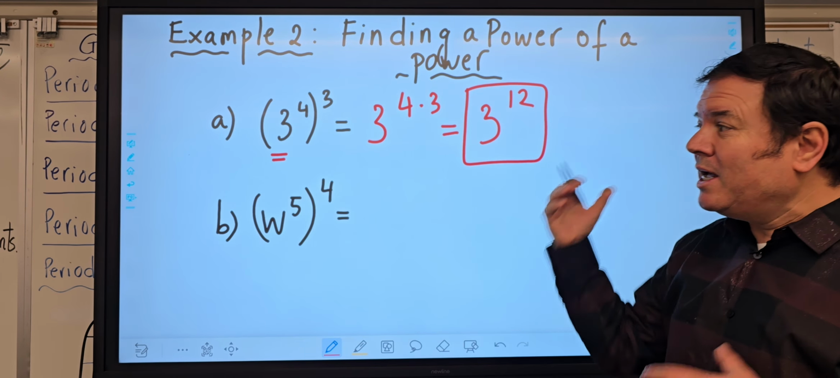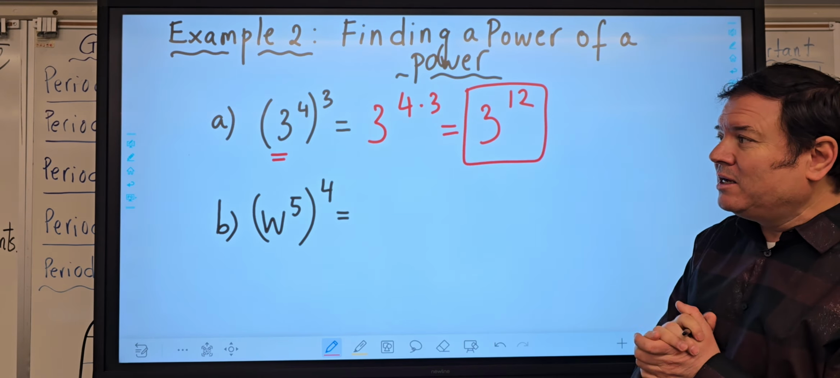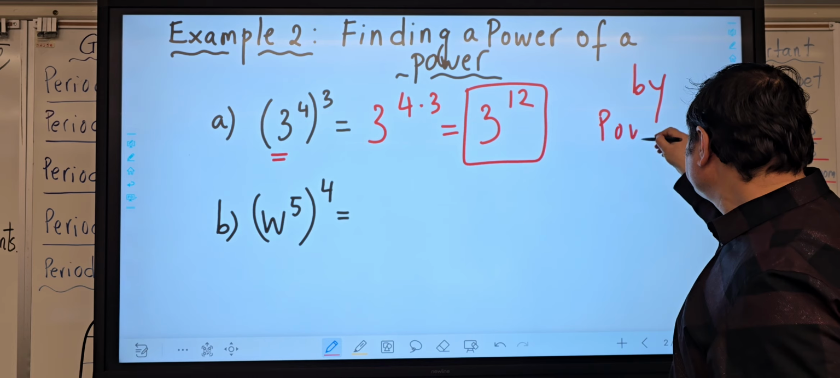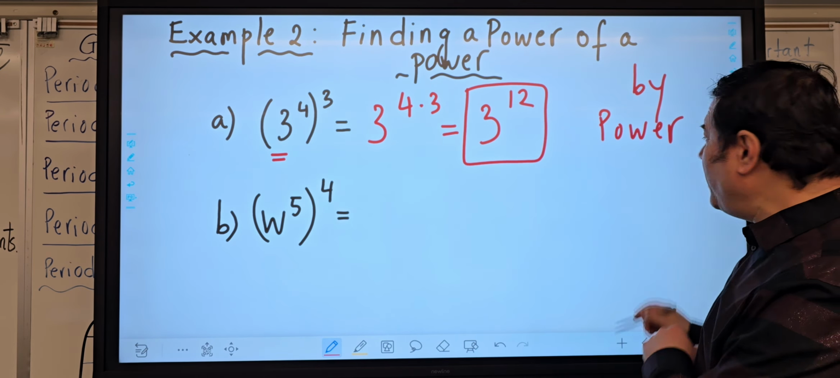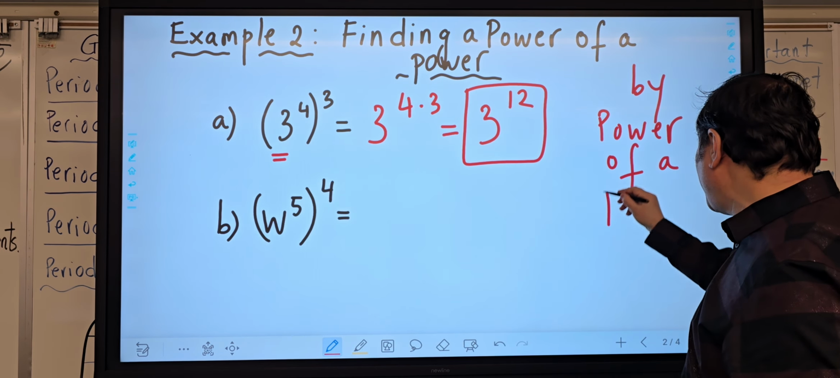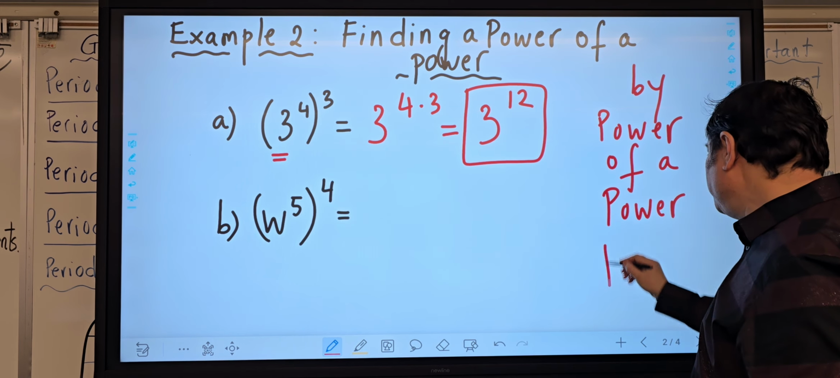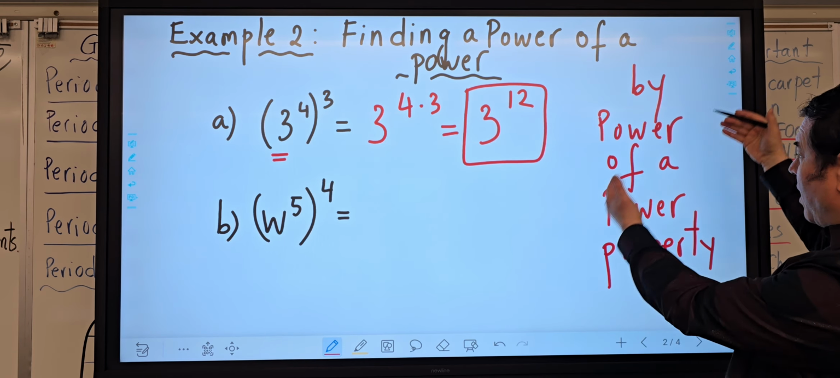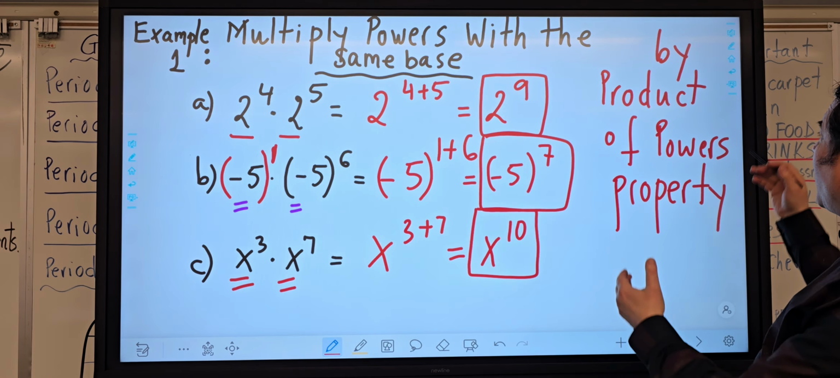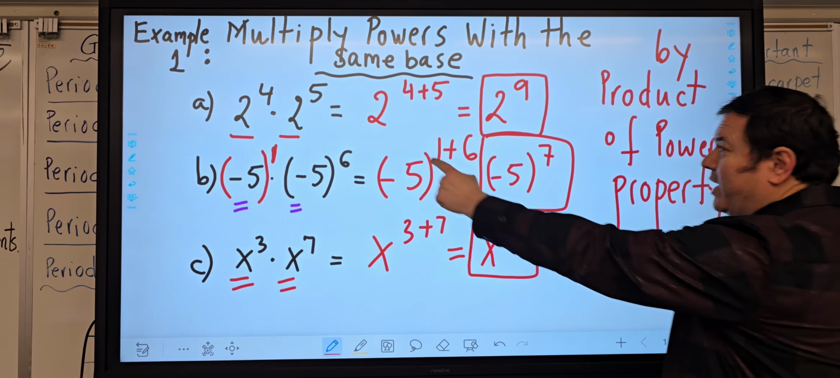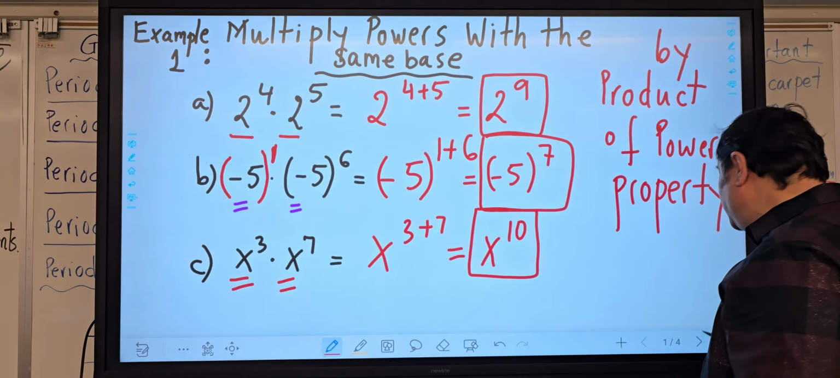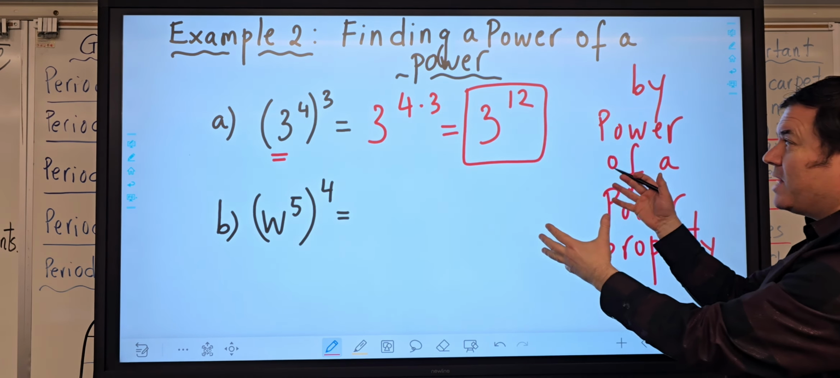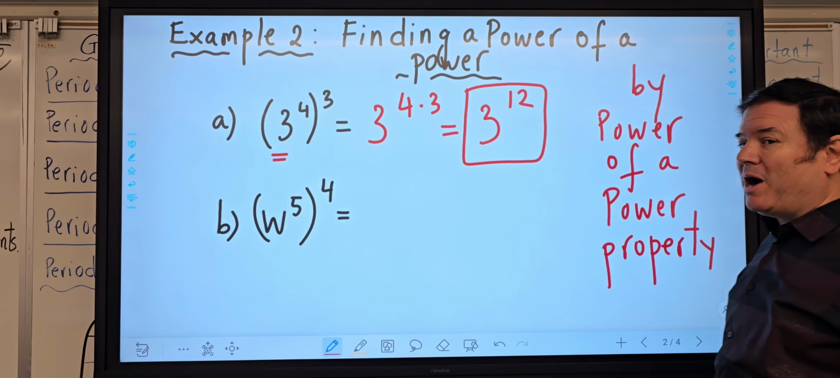In this case, we use the power of a power property. The other example was by the product of powers property, where we had the product, 2 times 2. Here we have a power of a power property. We can do that. So the final answer is 3 to the power of 12.